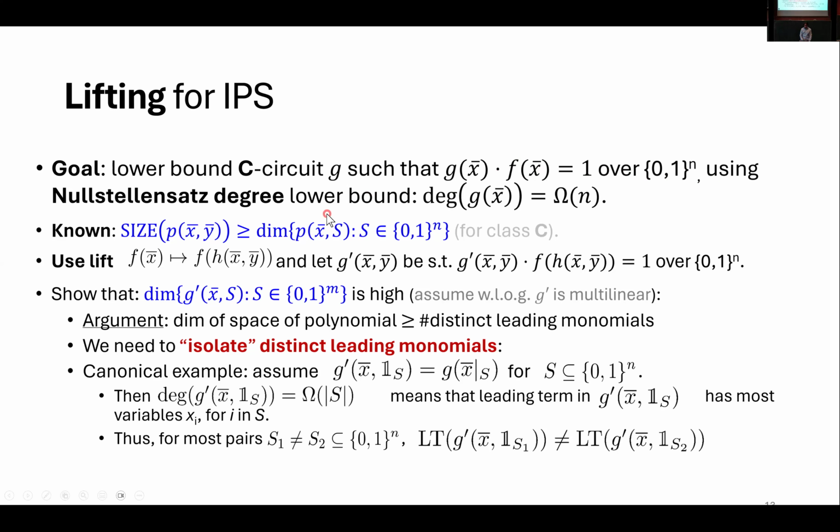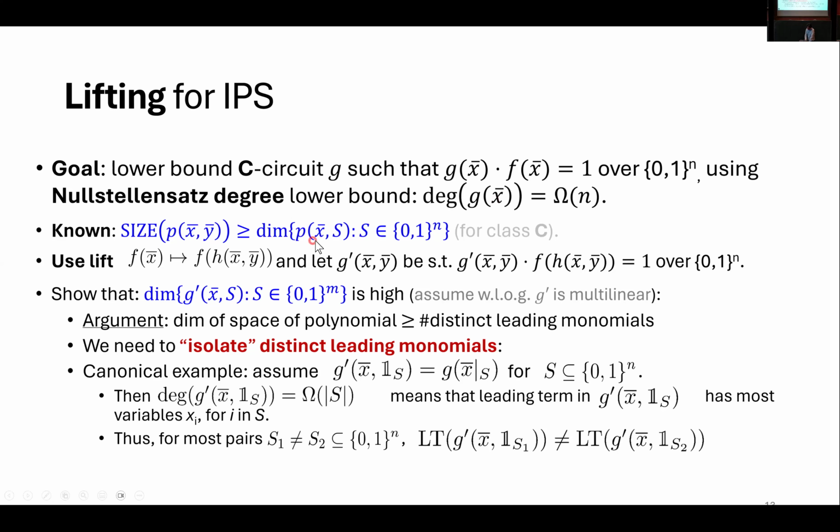And because we want to lift the degree lower bound, we want to use the Nullstellensatz degree lower bound, which is usually linear. So how can we use it to get a size lower bound? So I tell you the following in blue. The size of a polynomial P with 2 sets of variables, x and y, let's say they are n each, is, in a lot of circuit classes of interest in algebraic circuit complexity, lower bounded by the dimension of the following vector space. It's called a Val dimension.